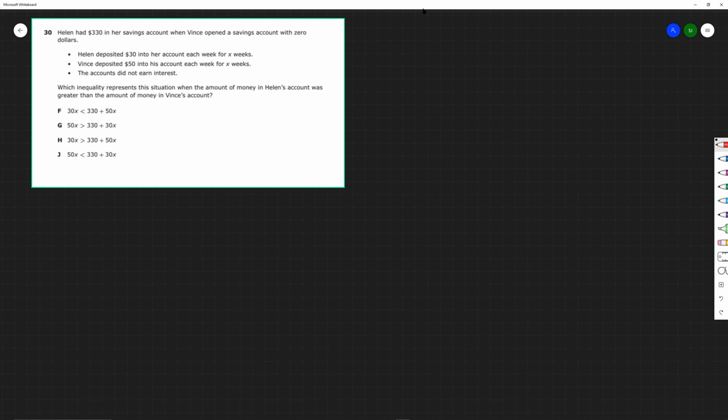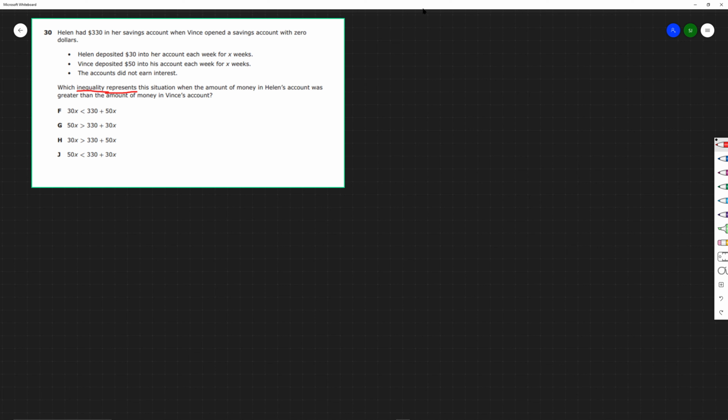Which inequality represents this situation when the amount of money in Helen's account was greater than the amount of money in Vince's account? This question is about representation. We are going to represent a real-world situation with an inequality, a mathematical expression. Before we start, I recommend you also review question 25, which is also a representation problem.